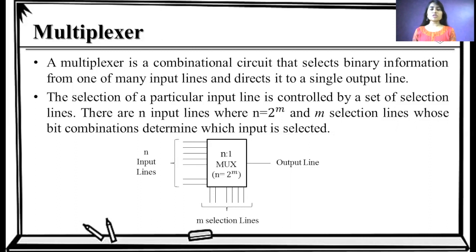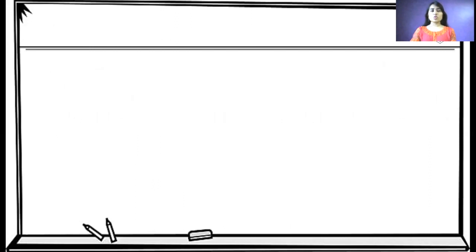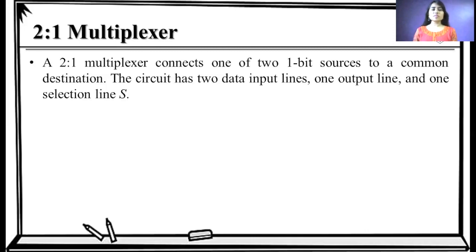Now, according to the number of input lines, we have different multiplexers. So let's discuss these multiplexers. First, the 2-to-1 multiplexer. A 2-to-1 multiplexer connects one of two 1-bit sources to a common destination. The circuit has two data input lines, one output line and one selection line. As there are two data inputs, we require only one selection line because 2 raised to 1 is equal to 2.